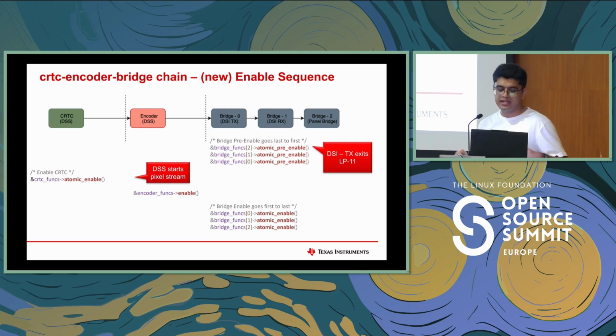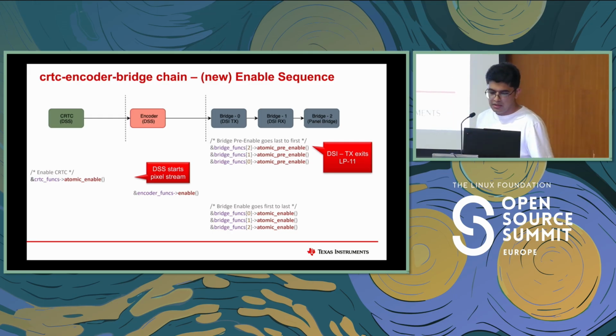So once that is done, the CRTC enable is being called, where the DSS starts its pixel stream. The encoder enable follows, and then the bridges finally get enabled. So what we had to do was move the enabling of the DSI bridge from the enable API to the pre-enable API to be able to support the whole thing.